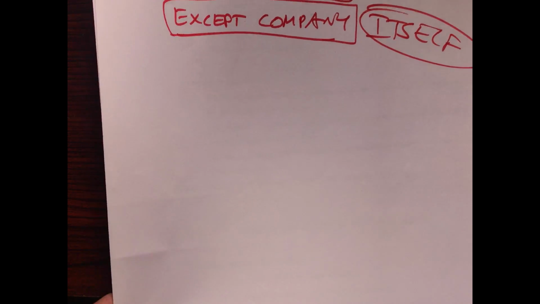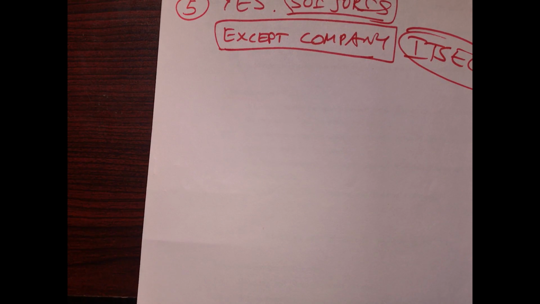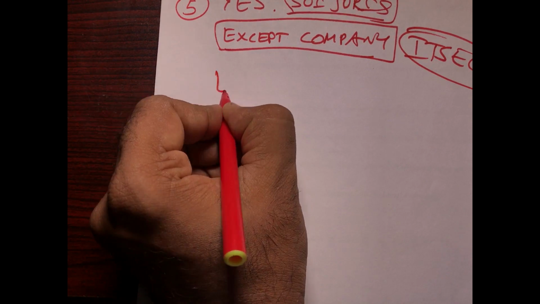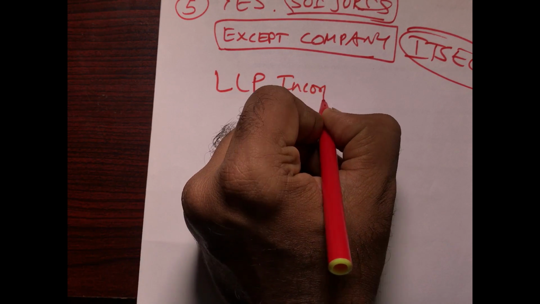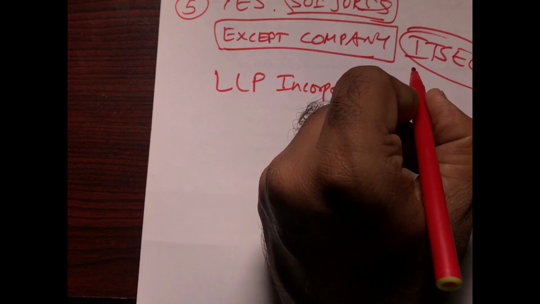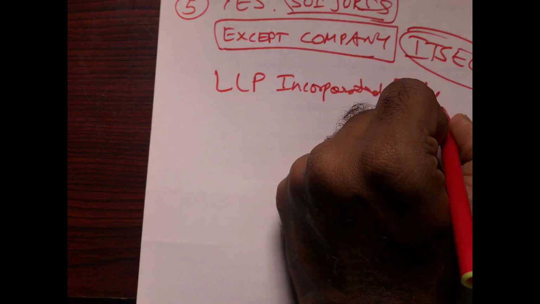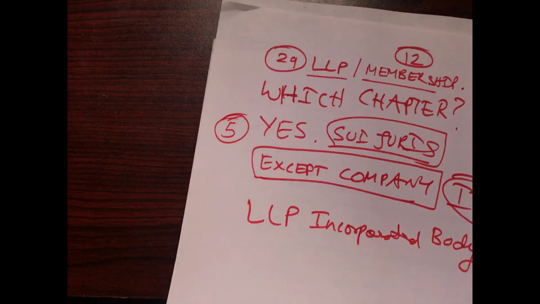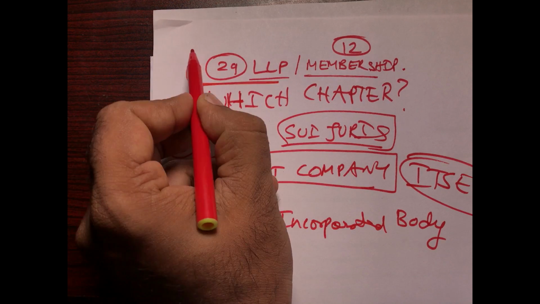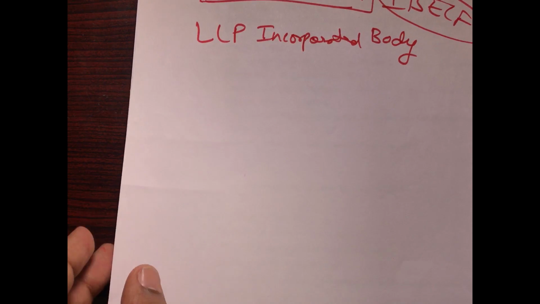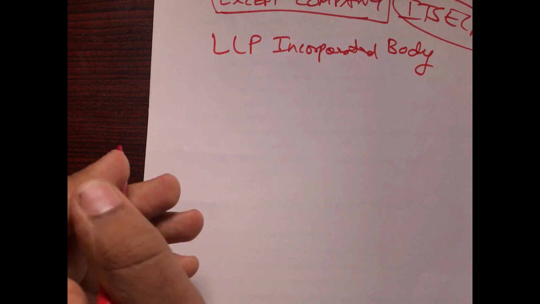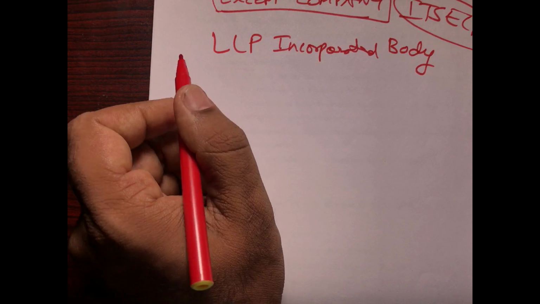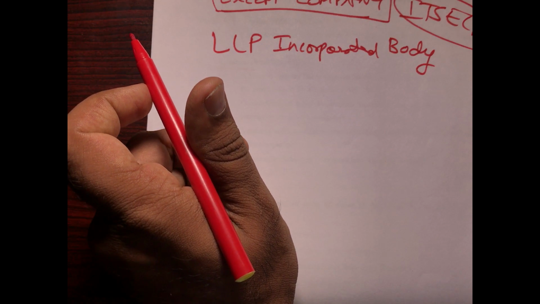Now the next thing which you must answer over here is LLP is an incorporated body. LLP is an incorporated body. That we know because we have studied chapter number 29. In chapter number 29 we studied LLP is an incorporated body. So now we know LLP is an incorporated body, and that we must write. And also, what is the other concept which they are trying to test in this question?